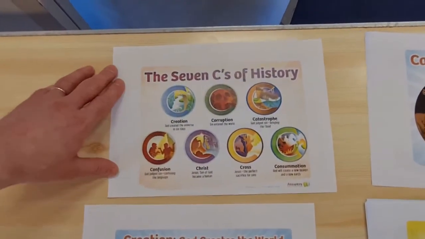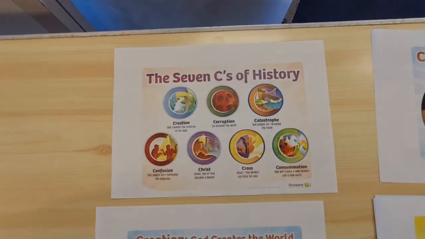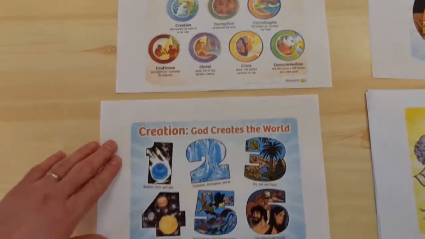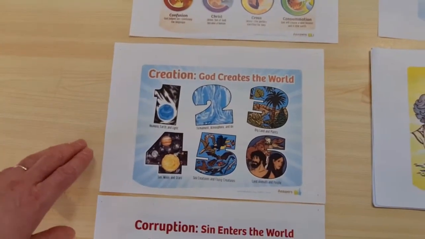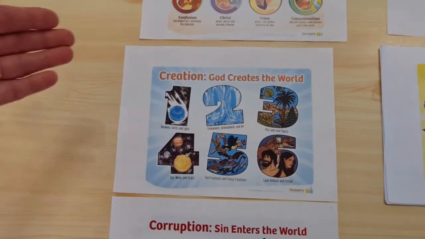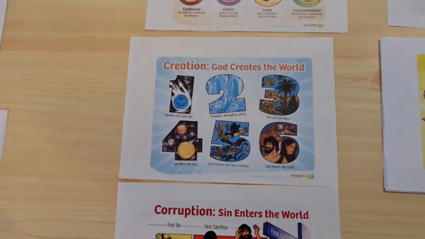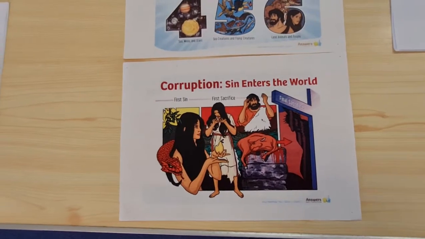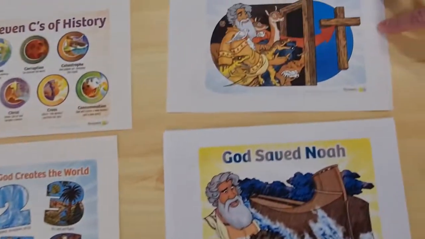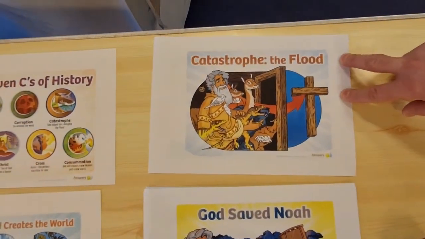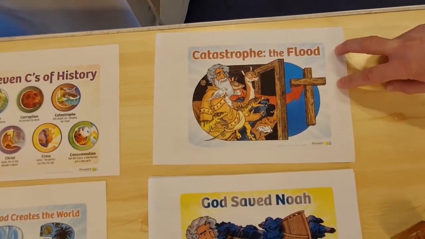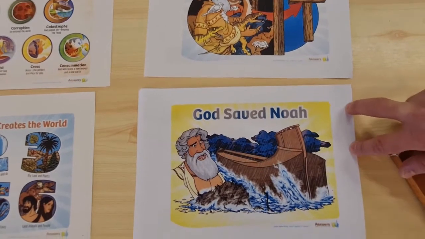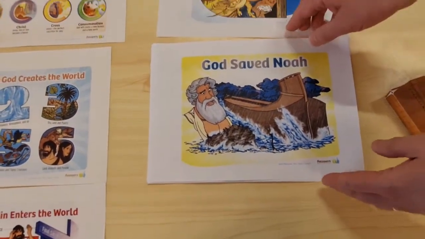So we're in this seven seas of history. It goes all the way through the Old Testament into the New. It includes creation, which we did last year, didn't we? And then corruption. So God created the world, but sin entered the world and there had to be a sacrifice. And that didn't help things on the earth because it got worse and worse until there had to be a catastrophe, the flood. And we had last month that God saved Noah. He had him build the ark.